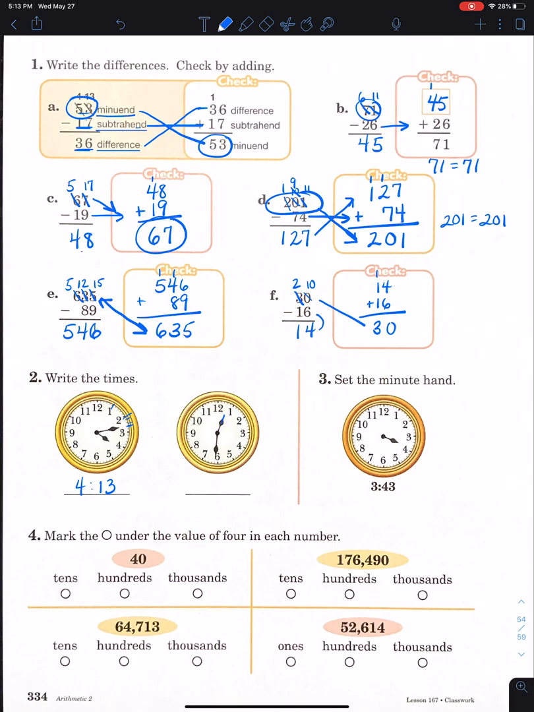Our hour hand here is between the 12 and the 1, so it's 12. And then we have our long hand at the 6, which is 30, but it's 1 minute past, so we have 12:31. And now we have to set the minute hand for 3:43.